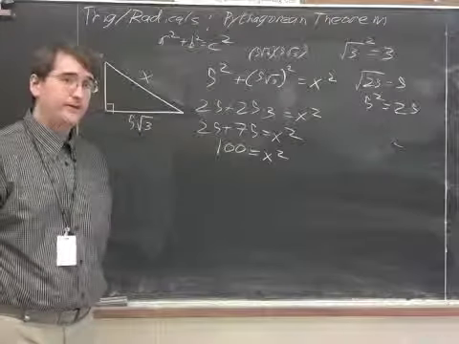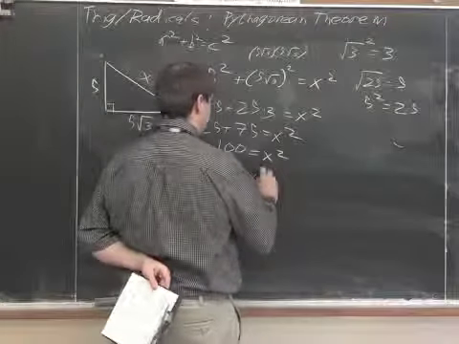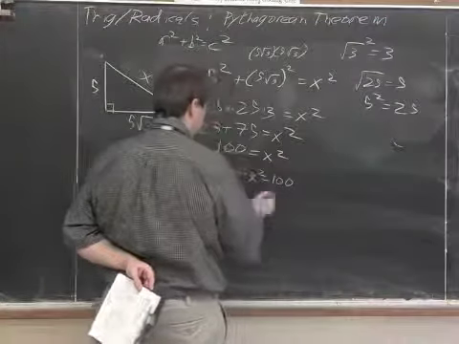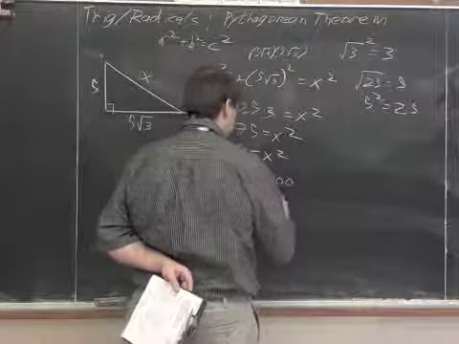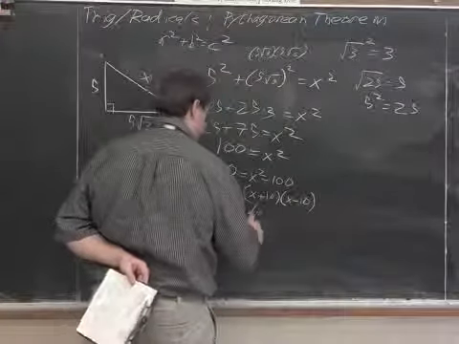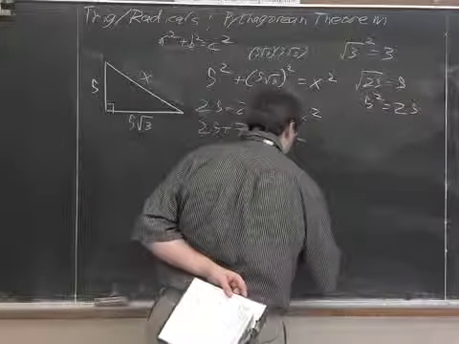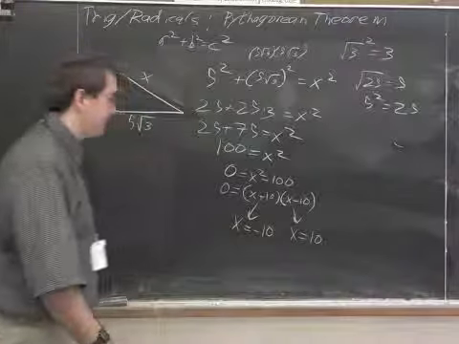Now we can solve this like a regular quadratic equation. Get everything to one side: 0 equals x squared minus 100. And then that's the difference of squares. x plus 10 and x minus 10 equals 0. And that gives me possible solutions of x equals negative 10 and x equals positive 10.